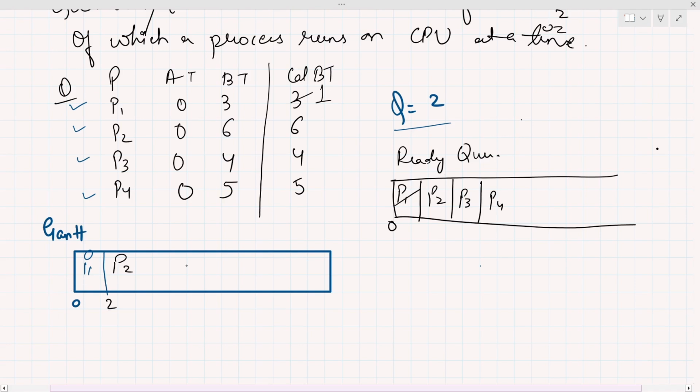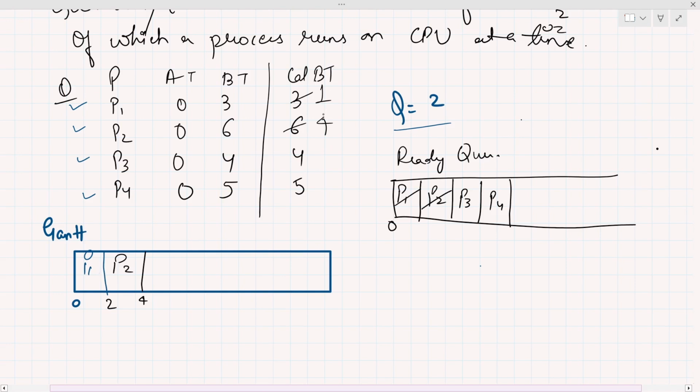P1 executes from 0 to 2. After P1, the next process in the ready queue is P2, so P2 starts running. P2 runs only from 2 to 4. Why 2 to 4? Because the time quantum is 2, so every process runs only 2 units of time. So from 6 to 4, the burst time left for the P2 process is 4. One more thing you also have to do: P1 is completed.